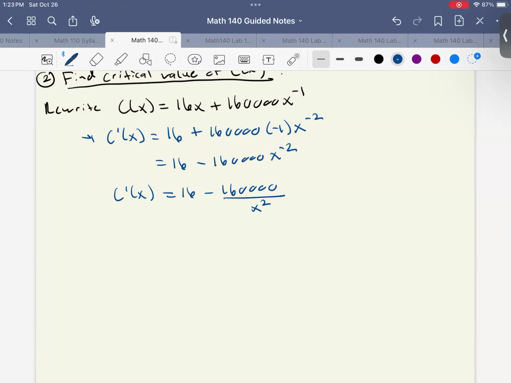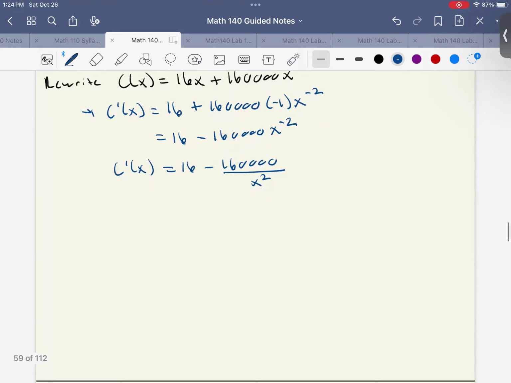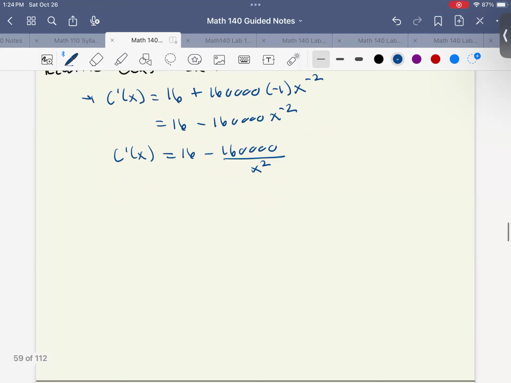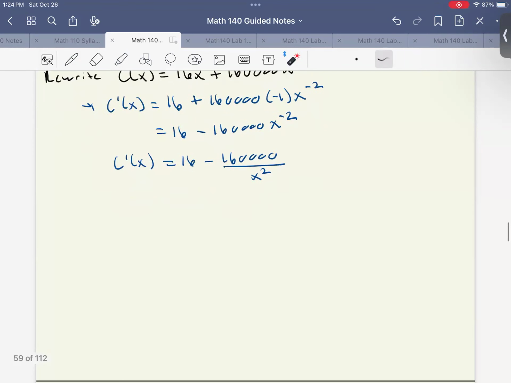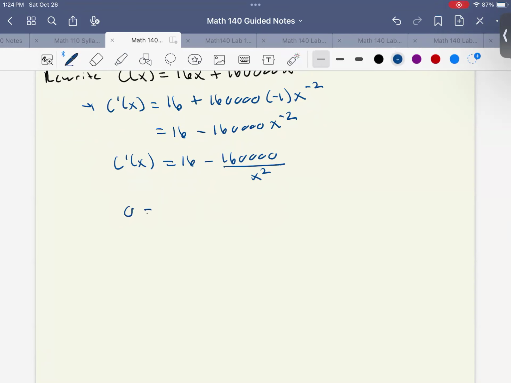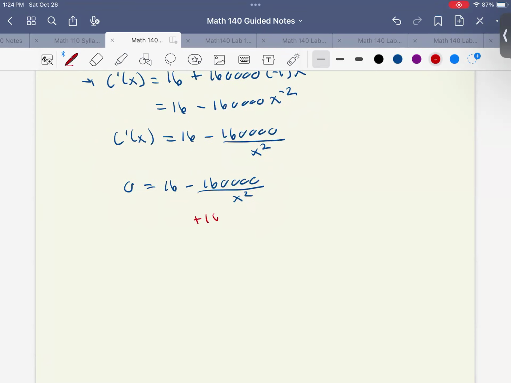Okay, so the next thing we've got to do is set this equal to 0 to find the critical point that will minimize our inventory cost. So setting this equal to 0, I will get 0 equals 16 minus 160,000 over x squared. So I'm going to add 160,000 over x squared to both sides.